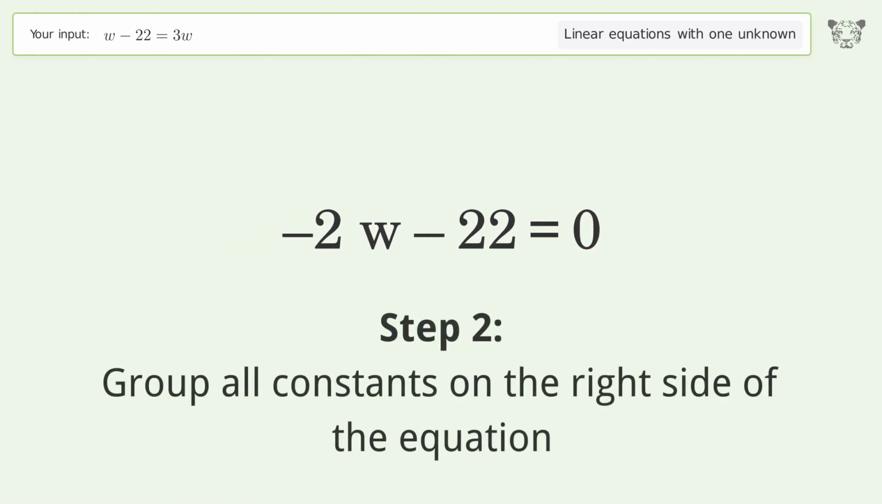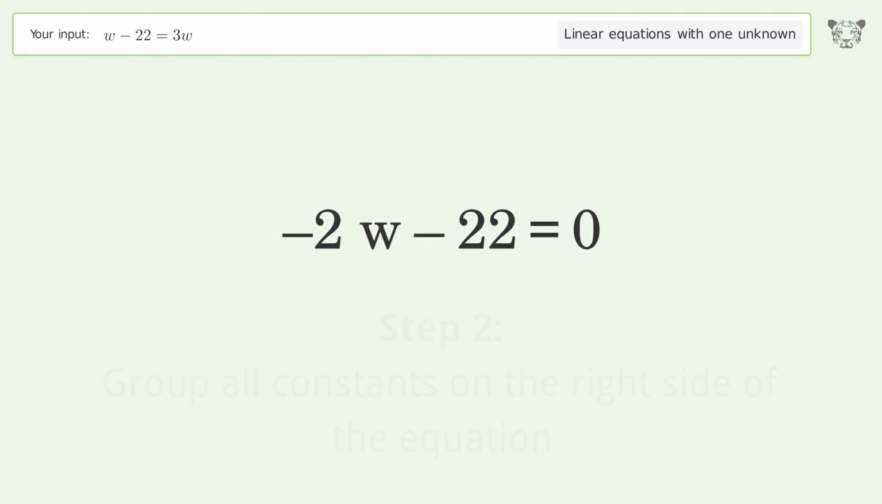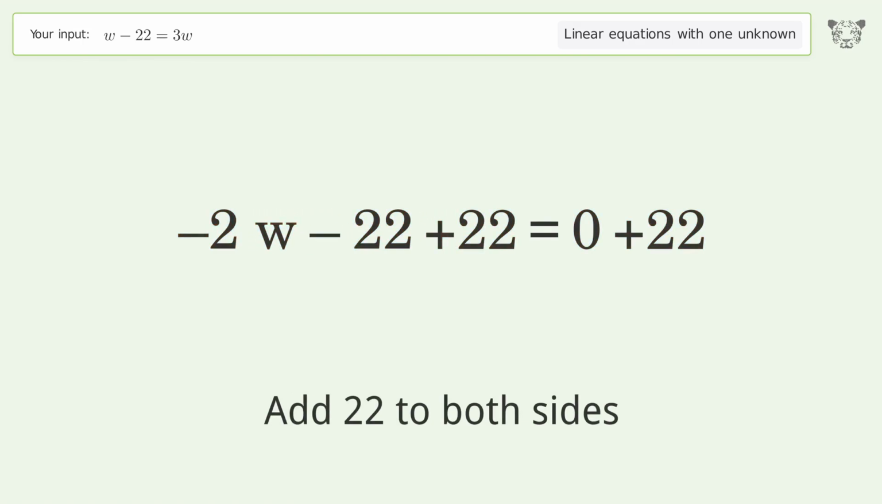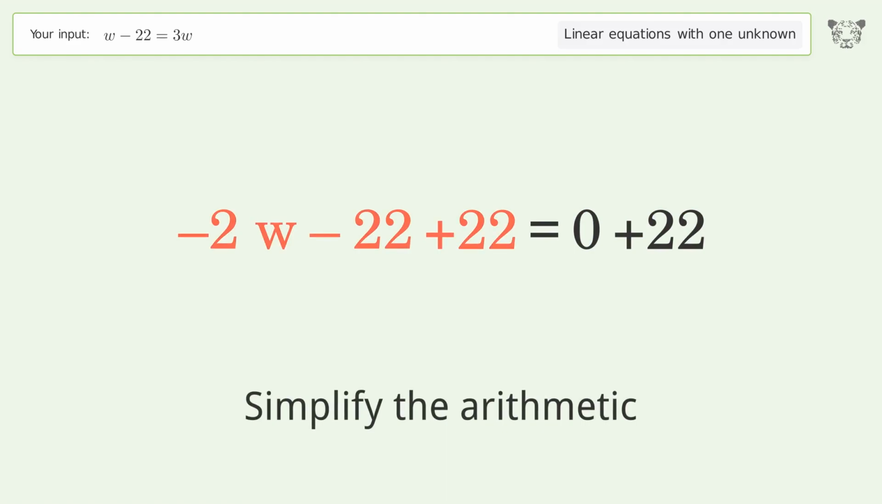Group all constants on the right side of the equation. Add 22 to both sides. Simplify the arithmetic.